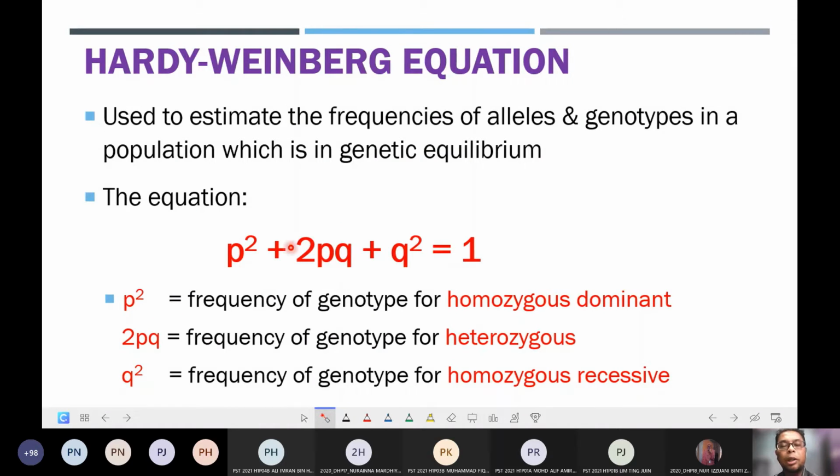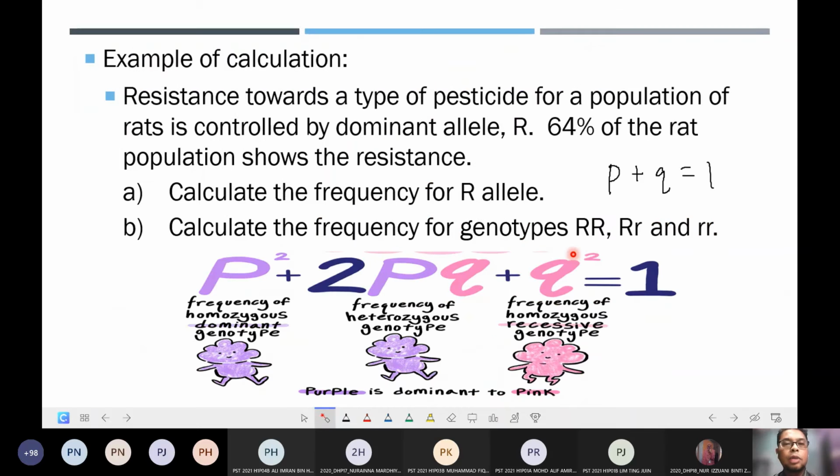Now what about this 2pq? What is the meaning of 2pq? 2pq will be referring to the frequency of genotype, but this time it will be for the heterozygous individuals. What is q squared over here? Q squared will be referring to the frequency of genotype for the homozygous recessive individual, for example, small letter a genotype. And if we total up all this p squared, 2pq and q squared, you will get the value of 1.